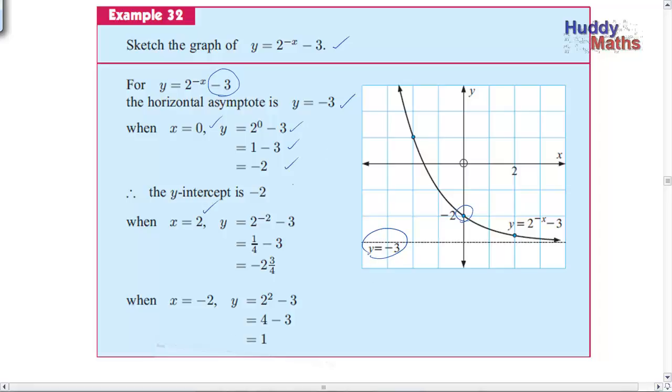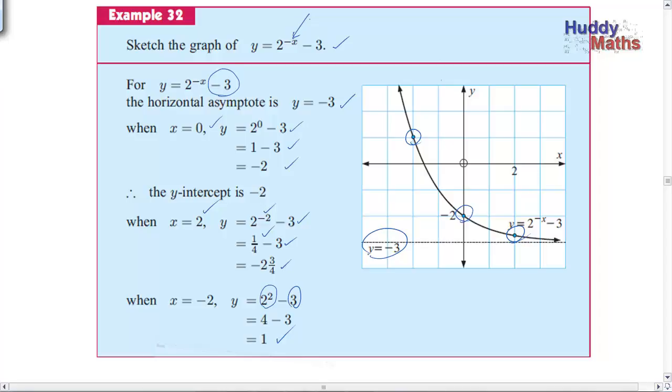Sub in 2, 2 to the -2, take 3. It's a quarter, take 3, is -2 3/4. So that's this point over here. And then when x is -2, this becomes 2 to the +2, take 3. 4 take 3 is 1. So that's up there. So it's as we would expect. It's coming down that way. Why? Because we had neg x in there.